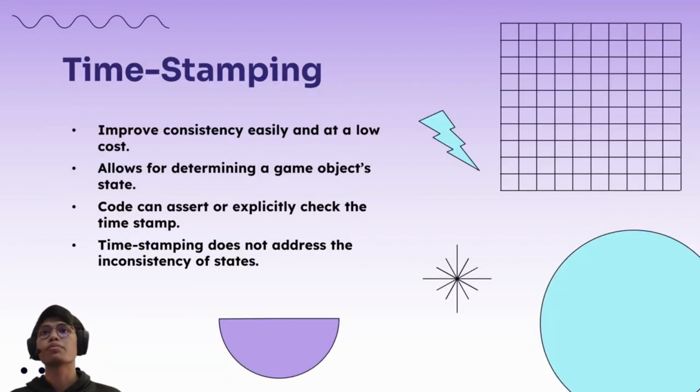Next is timestamping. Timestamping game object states is an easy and low-cost way to improve consistency. Timestamping allows for determining whether a game object's state vector corresponds to its configuration at a previous time or the current time. Code can assert or explicitly check the timestamp to ensure the proper state information is being obtained when querying the state of another game object during the update loop. Timestamping does not address the inconsistency of states during the update of a bucket.